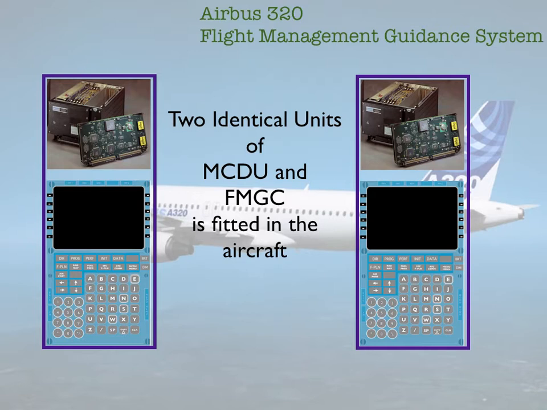There are two FMGS systems that are fitted in the aircraft. They are identical in nature, and they can work independently also. There are a few different modes of the system operation. We shall be learning these in later lessons. Here on, when we refer to the FMS, it would mean that we are referring to the integral units, that is the MCDU and the FMGC.